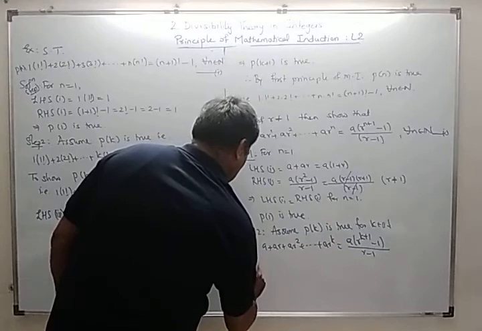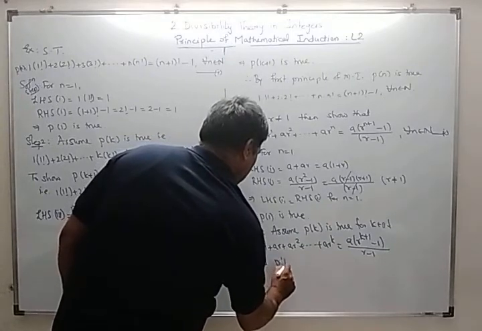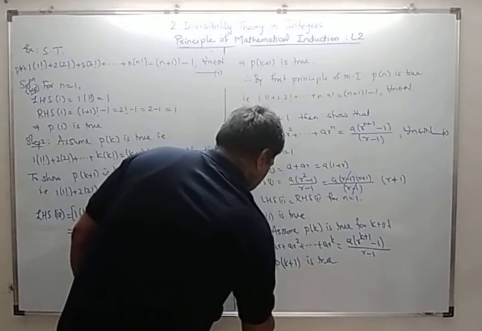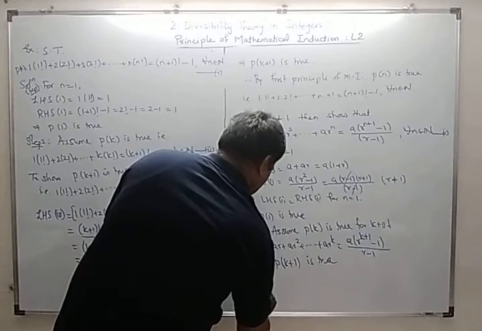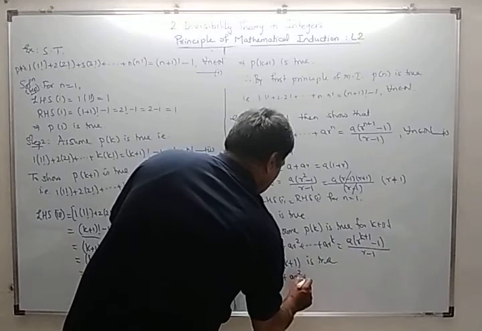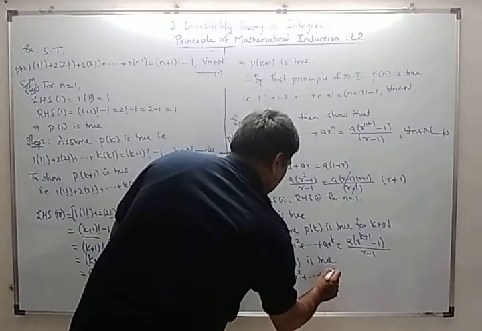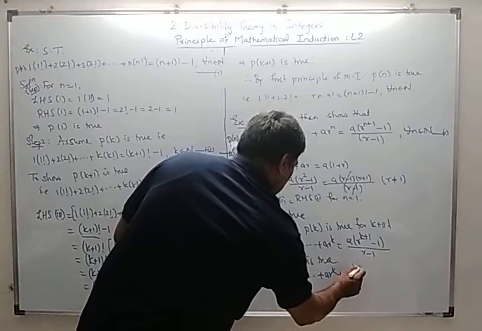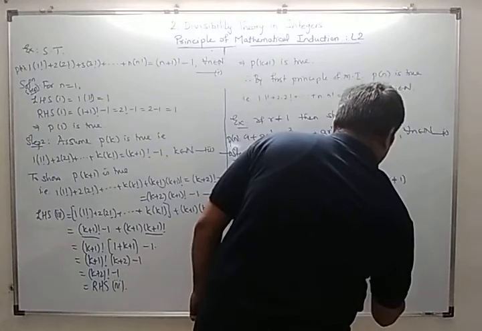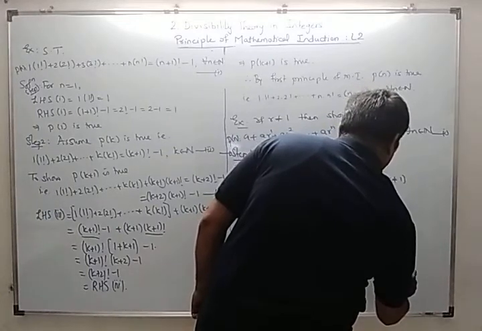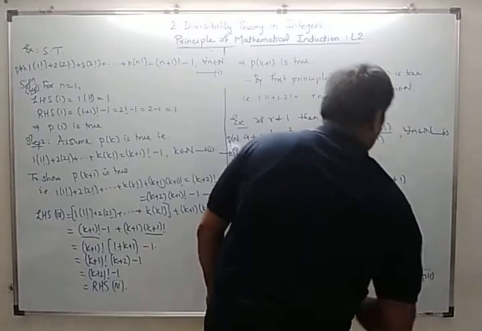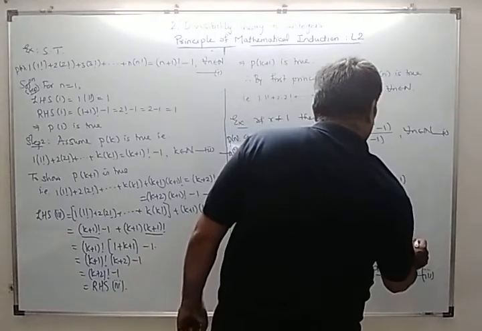To show P of k plus 1 is true. That is, this is equivalent to a plus ar plus ar square plus dot dot up to ar raised to k, and the next term a into r raised to k plus 1. This must be equal to a into r raised to k plus 1 plus 1, that is k plus 2, minus 1 upon r minus 1. This is 3. This is 2.